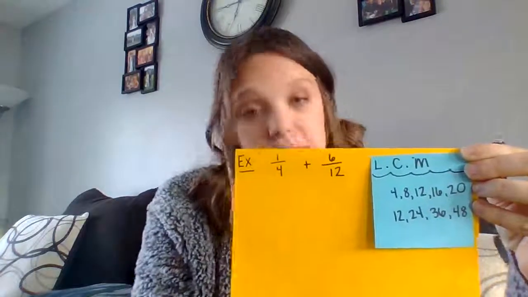Now that I have my LCM is 12, now I have my common denominator. So when I rewrite these fractions, I'm going to rewrite them with the new denominator, which is the LCM of 12.